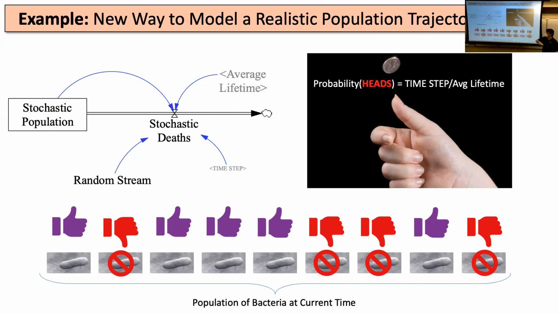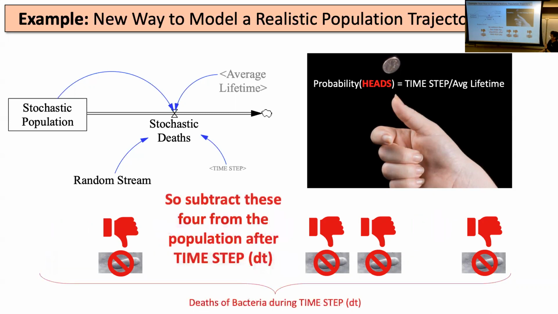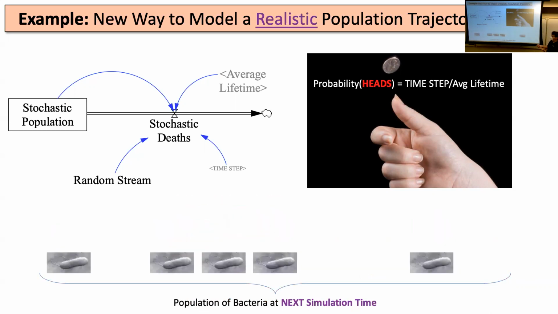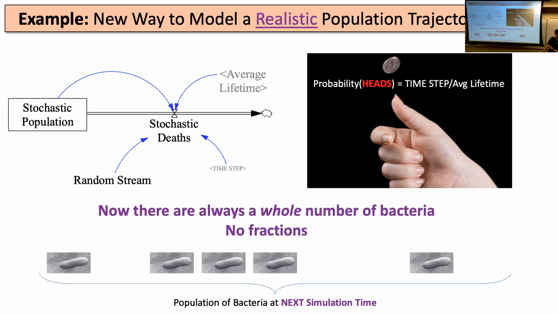And notice that there's no real numbers here. It's all whole numbers. So you started with 10 and you're going to subtract off 4, and then you're going to get exactly 6. There's no 6.6 bacteria anymore. We're actually simulating what would be a real trajectory of these bacteria. So we subtract those 4 out and we're left with these here.